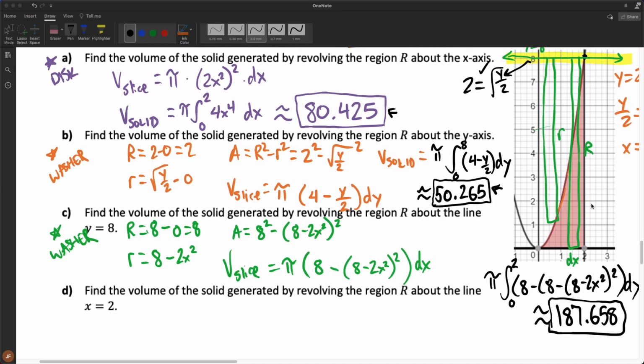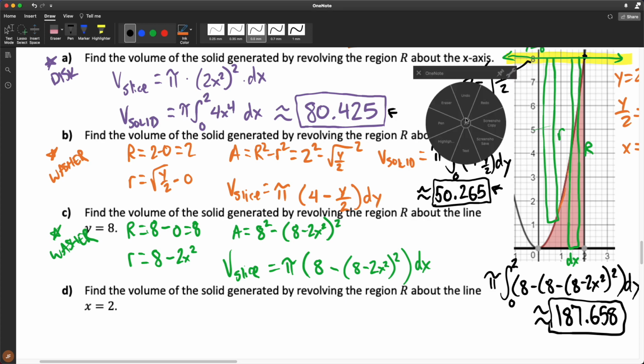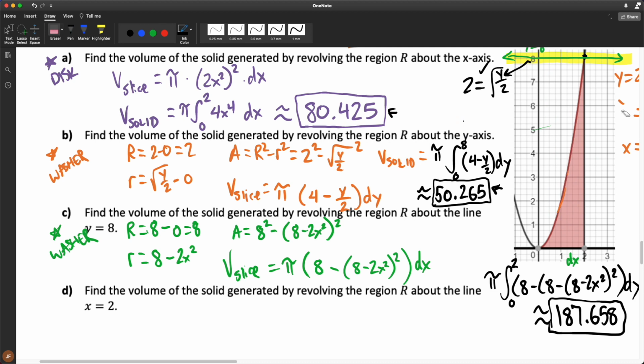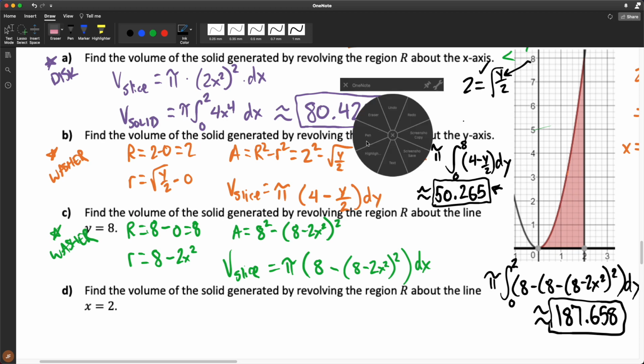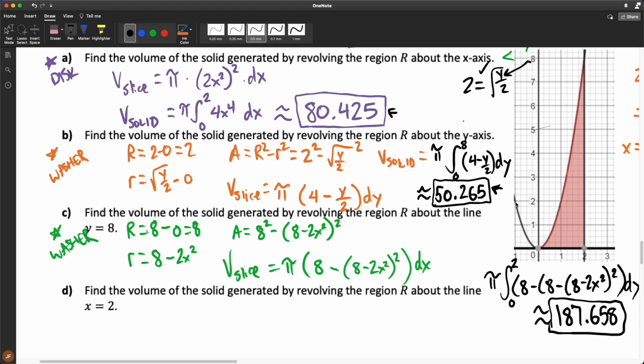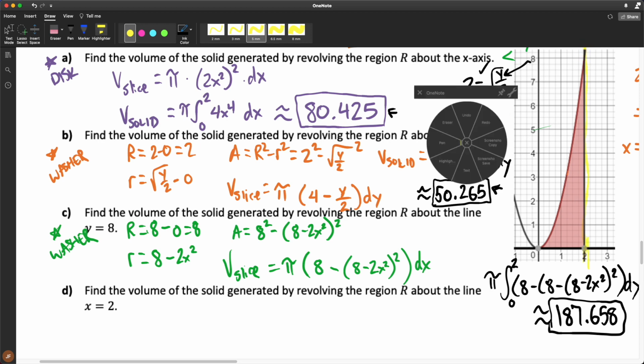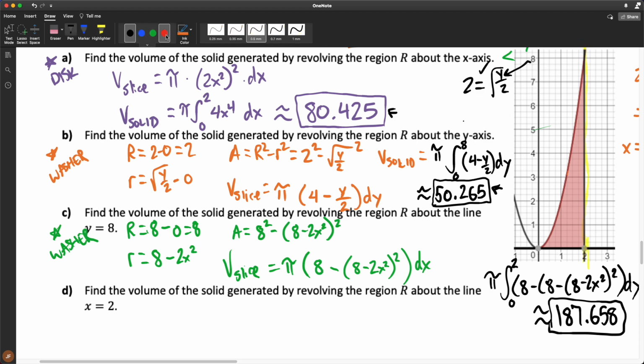Okay, last one, part D says find the volume of the solid generated by revolving the region R about the line x equals 2. Okay, so I'm going to need to erase some more. I don't want to erase that. All right, so it says the line x equals 2. So we've already got that there. So let's highlight that. x equals 2 is that vertical line. And let's see, we'll use a color we haven't used yet. Here's our axis of revolution. And that is x equals 2.